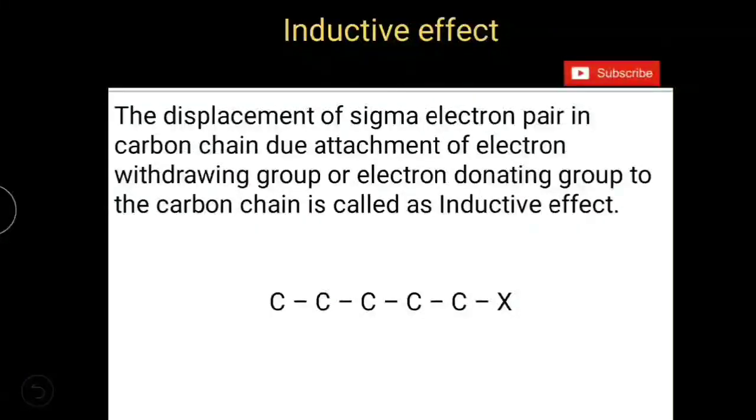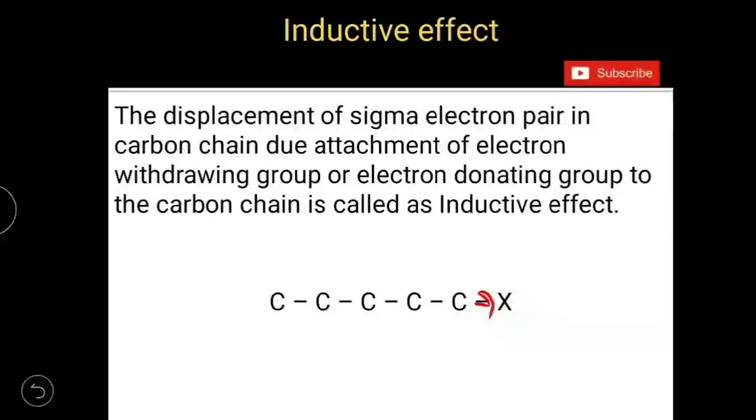Suppose we have a group X attached to a carbon chain and consider that X is more electronegative group, and electronegativity is the tendency of attracting the bond pair of electrons towards itself. X is more electronegative group, so it has more tendency to attract the bond pair of electron towards it from carbon atom. So this bond pair of electron moves towards X.